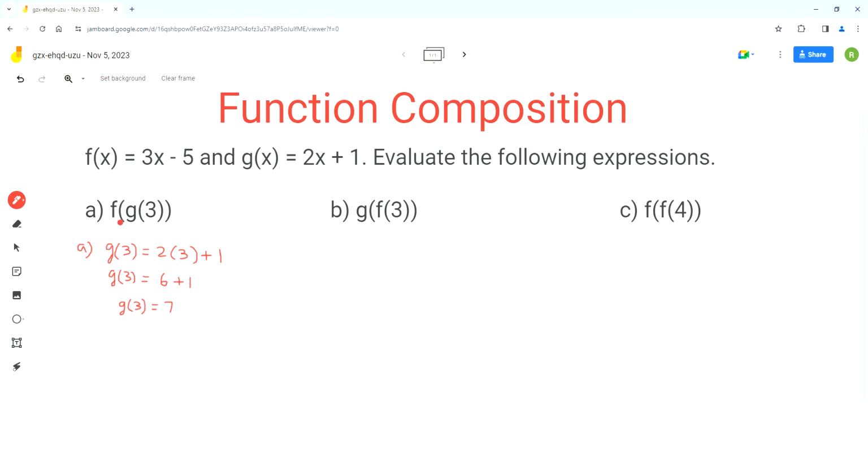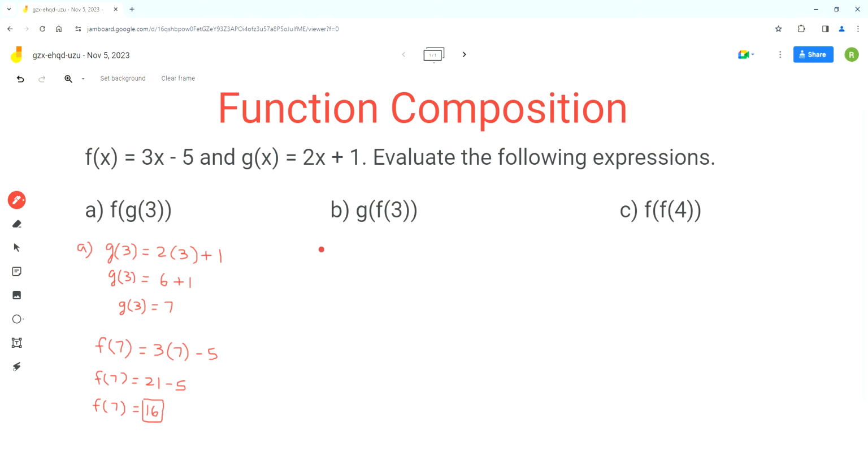This becomes the input value for the function f. So we have to evaluate f(7). We'll sub in x as 7 in the given f function, so 3 times 7 minus 5. Now we have to evaluate this expression. 3 times 7 is equal to 21, then minus 5, and 21 minus 5 is equal to 16. So this should be the final answer for part A.